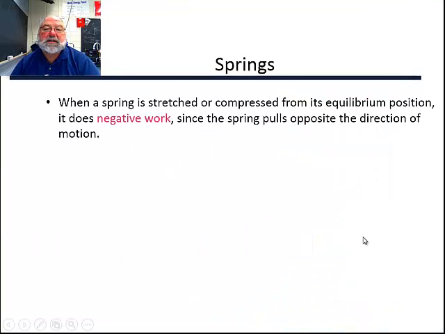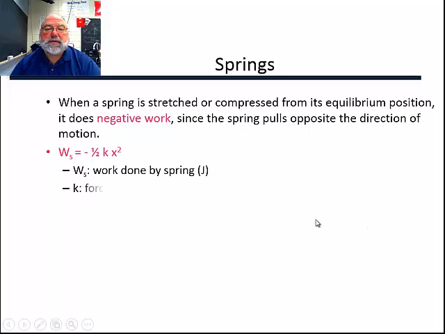When a spring is stretched or compressed from its equilibrium position, it does negative work, since the spring pulls opposite the direction of motion. And the work done by the spring, again, I'm being very insistent that it's the work done by the spring, is minus 1/2 kx squared.